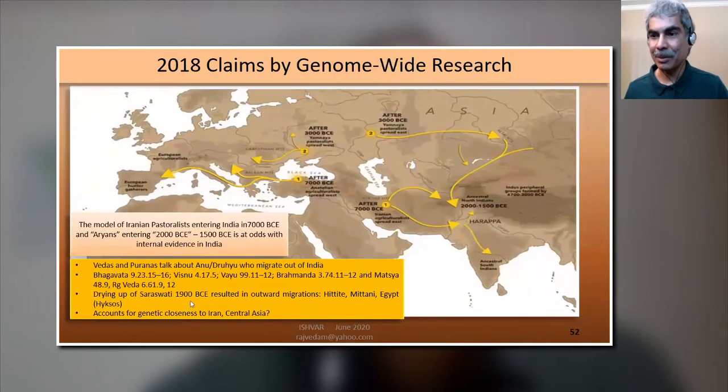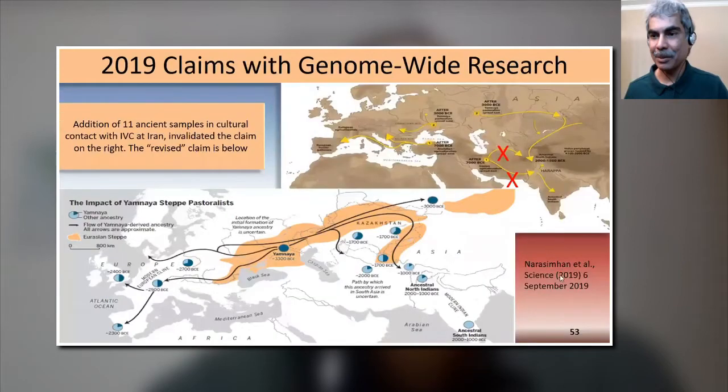What about the drying up of Saraswati? What about the 200-year drought that happened in India around 2000 BCE? Wouldn't they have caused outward migrations? So none of that is accounted for over here, and I called out all these problems. And what do you know, in 2019, they came out with another paper in Science where they retracted their earlier data. What they had done is that added 11 more samples in cultural contact with Harappa people at Iran.